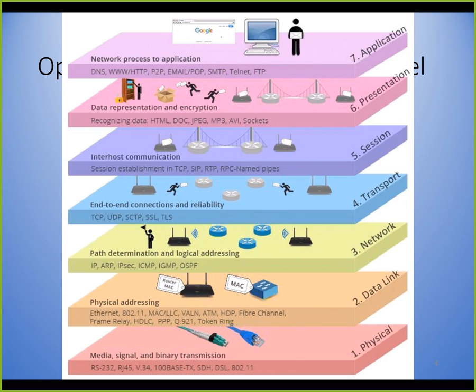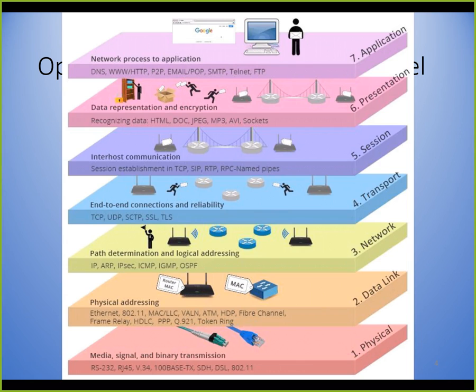The data link layer, it says router MAC, the MAC address. Switches are going to be at this layer. Ethernet, VLAN spelled wrong, ATM, fiber, frame relay, HDLC. Those are encapsulation protocols that are used at layer 2. And then we go on up.